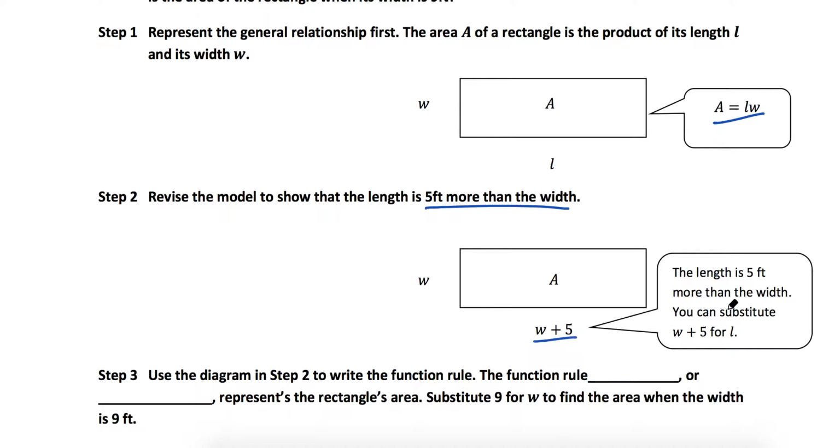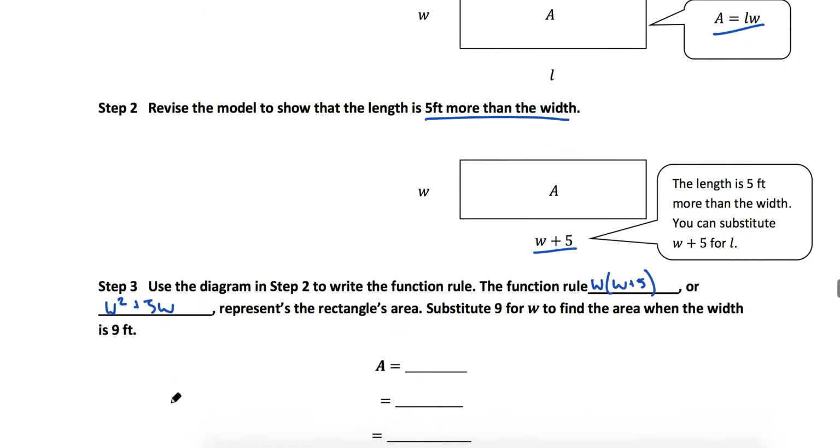So when we go to make our calculation, we could start off by saying it's basically w times w plus 5, just replacing the L with w plus 5. But then we could also distribute that and get w squared plus 5w. So that's another way to represent the rectangle's area.